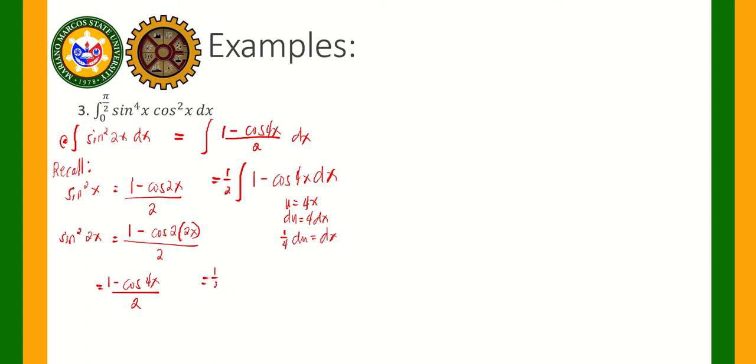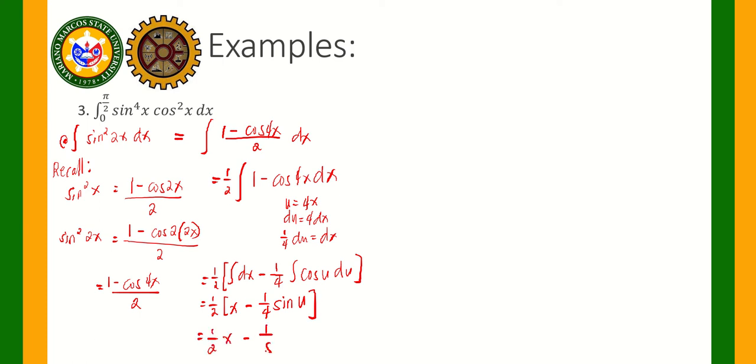So this is equal to 1 half times the integral of dx minus 1 over 4 the integral of cosine u du. Okay? So this is equal to 1 half times x minus 1/4. What is the integral of cosine u du? That is sine u. Okay, so simplifying, this will be equal to 1 half x minus 1 over 8 sine. Substitute back natin si u, which is 4x. So this is the integral of our first term.